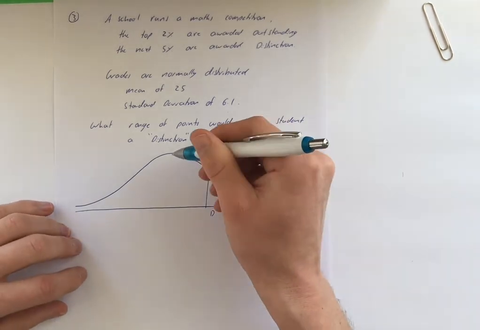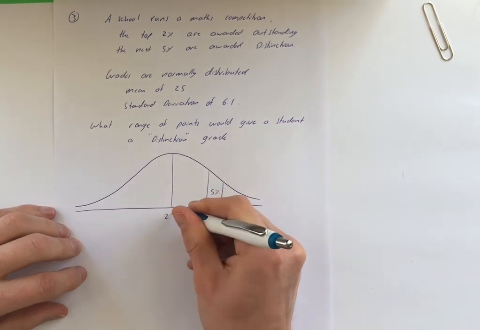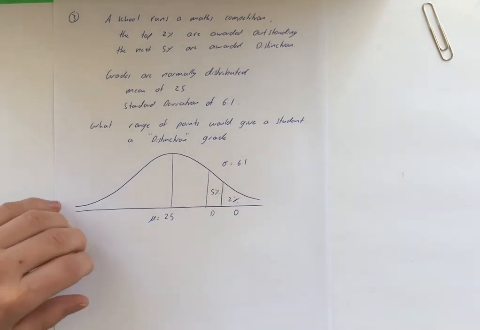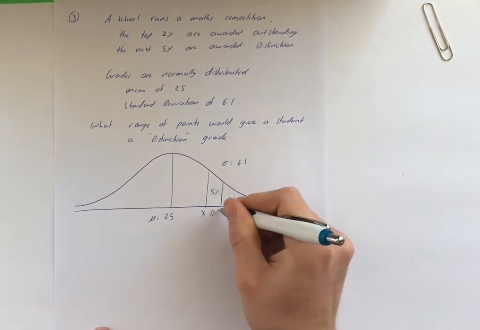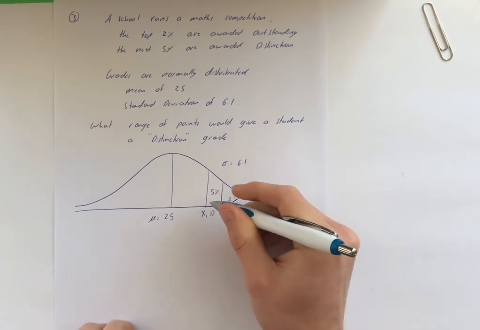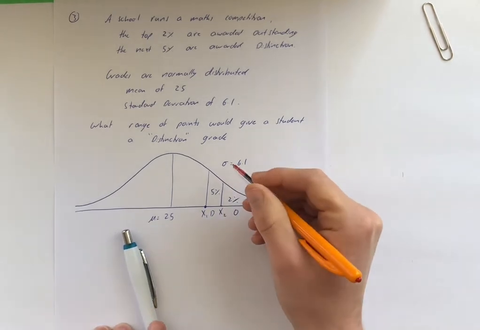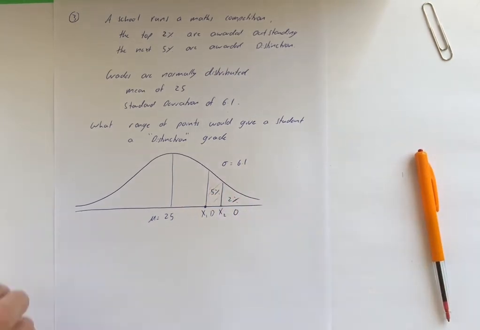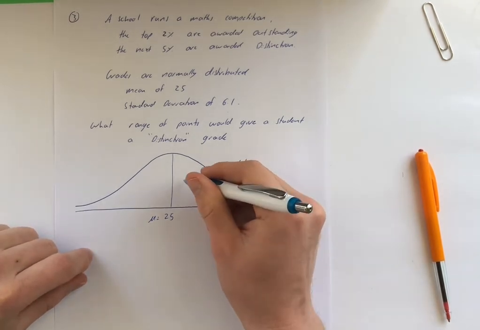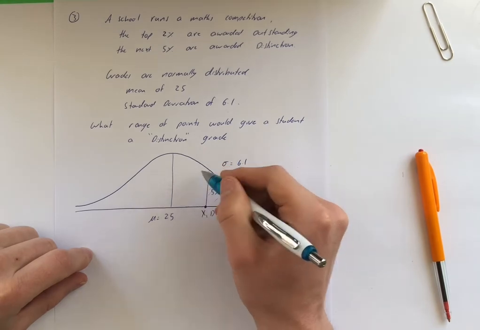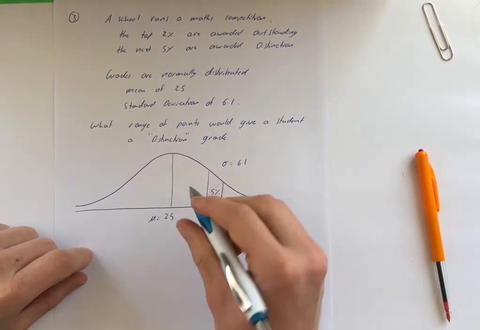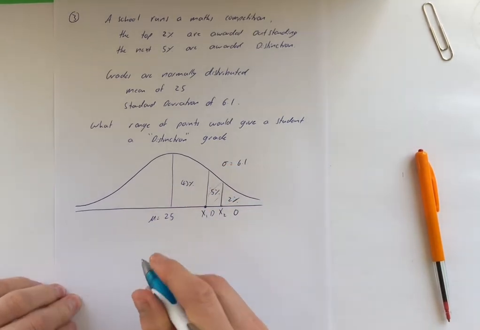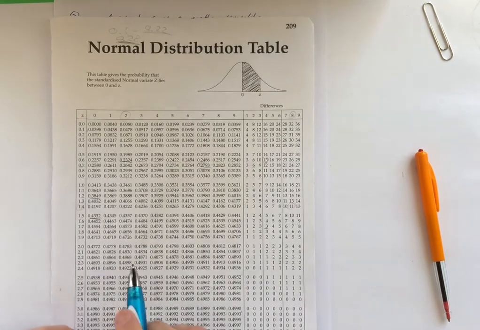The grades are normally distributed with a mean of 25 and a standard deviation of 6.1. Now we want to find what range of values, so x1, x2, what are these two values that are going to give a grade of distinction? Well, we want to find the value of x that's going to give us an area in here of 50 take away 7, 43%. So let's just find this first x value. So 43% and nothing more.